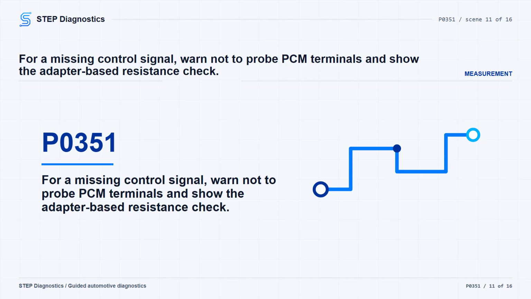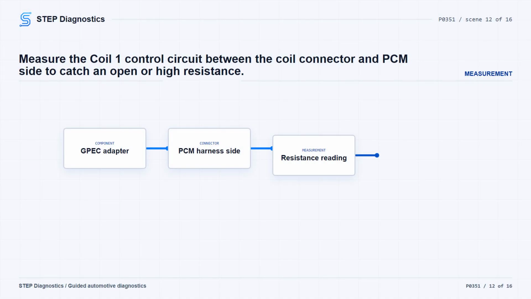If the test light stayed off constantly during cranking, isolate the ignition coil 1 control circuit and check it for an open or high resistance. Turn the ignition off, disconnect the ignition coil 1 connector, and disconnect the PCM connector. Do not probe the PCM harness connectors. Probing those terminals can damage them and create a poor terminal-to-pin connection. Use the GPEC diagnostic adapter for this test. The adapter can add up to 1.5 ohms of resistance to the circuit, so keep that in mind. Measure the resistance of the control circuit between the ignition coil 1 harness connector and the PCM harness connector.